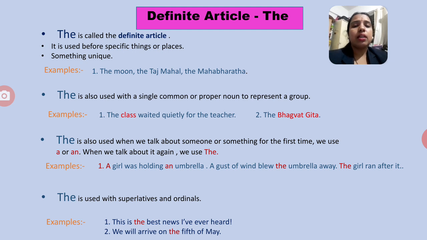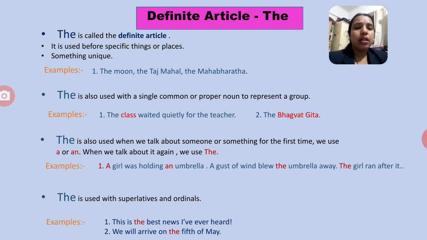Now we will see another use. The is also used when we talk about someone or something for the first time. We use a or an. When we talk about it again, we use the. In a story also, if we start the story, the first time we use a or an, and then if we want to talk about the particular person again and again, that time we use the.